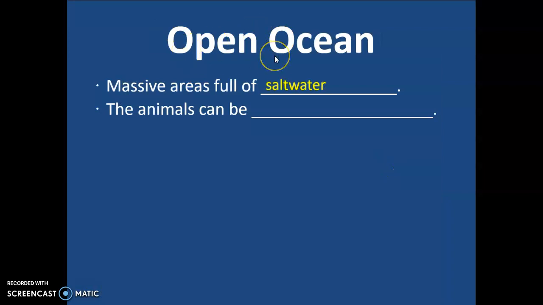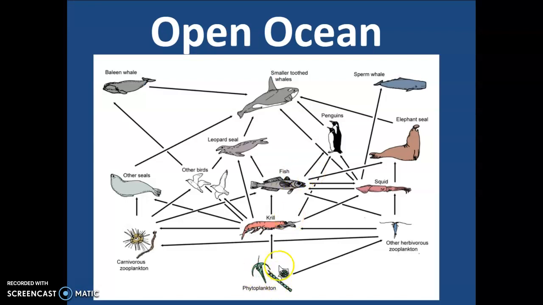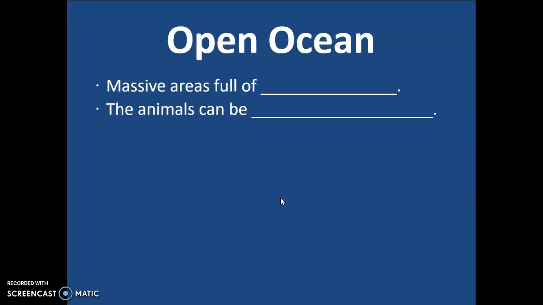So, what would an open ocean be? Just any massive area full of salt water. And the animals can be, well, see the previous picture. What you could write there are, well, you wouldn't write phytoplankton for animals because that's not an animal, but you could put whales and seals, penguins, fish, anything you want to write there that would remind you of an open ocean.